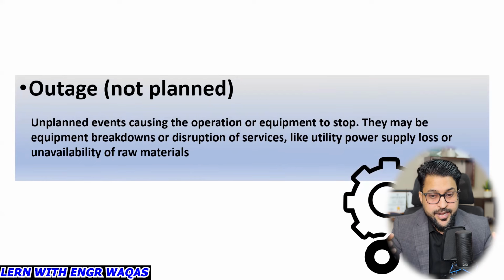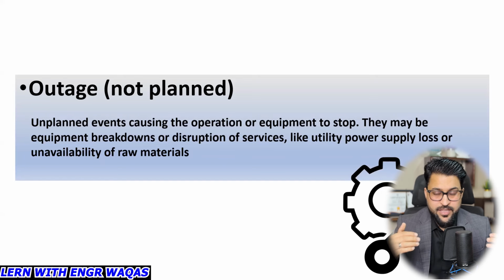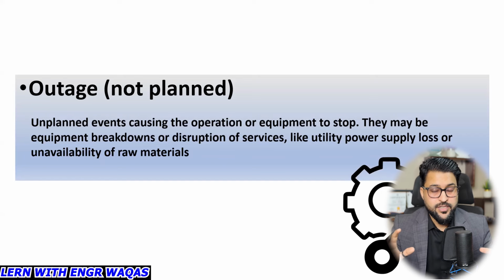Causing the operation or equipment to stop. There may be equipment breakdown or disruption of services like utility, electricity, gas, or nitrogen supply, or a pneumatic supply. So anything like that happening, which is a utility outage, is called an outage. So these are three major things which we are going to understand as long as it concerns your refinery: maintenance, turnaround, shutdown, or outage.